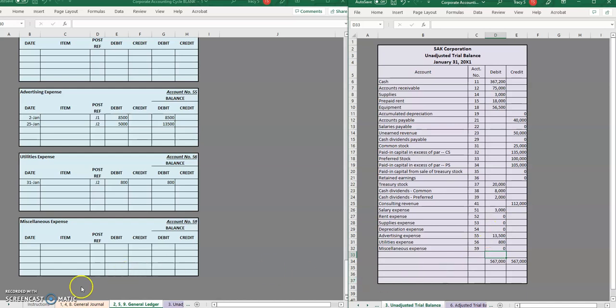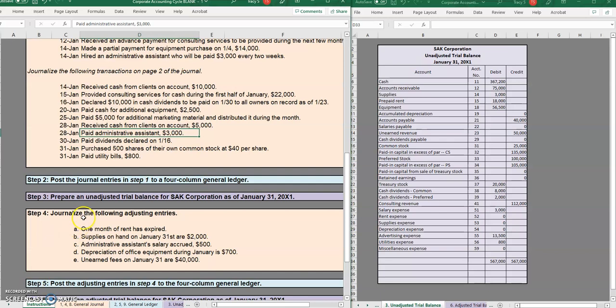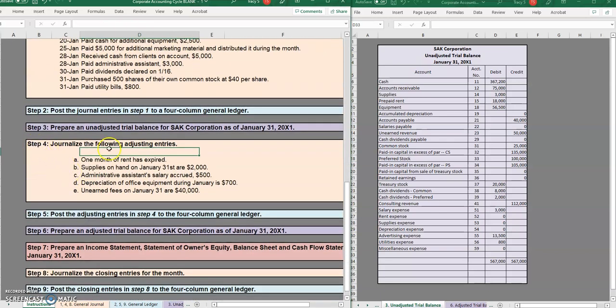Okay. So next up, we are going to be moving on to step four, which is your favorite, adjusting entries. We only have five in this particular problem, so it shouldn't be too bad. We'll go ahead and journalize these next five adjusting entries in the next video.